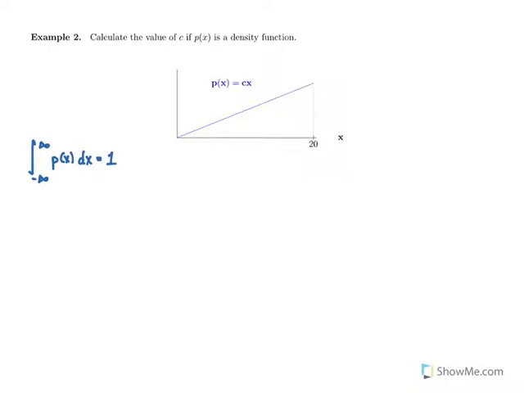However, with the information that we're given, we know that this function is 0 everywhere else except for 0 to 20. So we know that this integral is going to be equal to the integral from 0 to 20 of p of x dx. And this integral is the area under the curve.